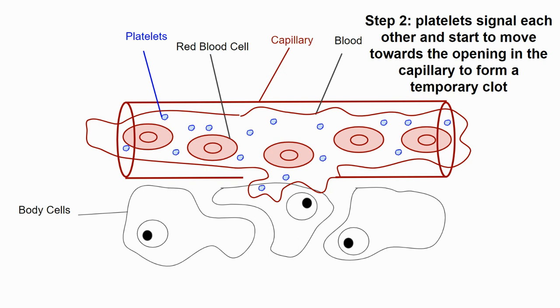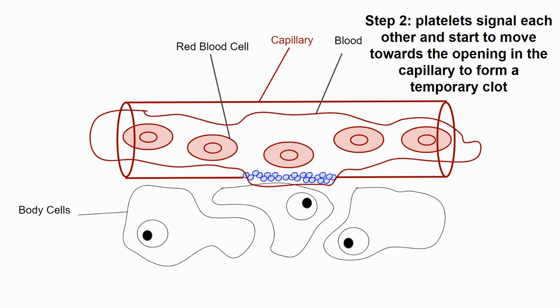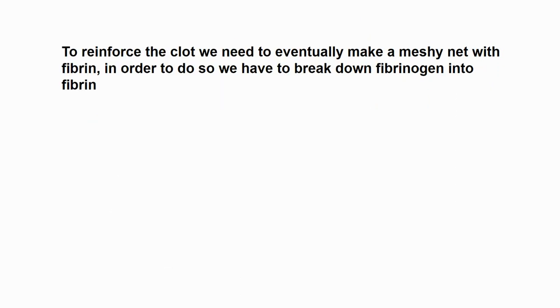Now we have to have something else occur. In the second part of this process, the platelets signal each other to start moving towards the opening to start forming a clot. So it looks like that. You can see that the platelets have kind of blocked the hole that was there.